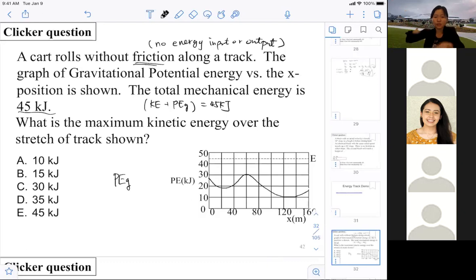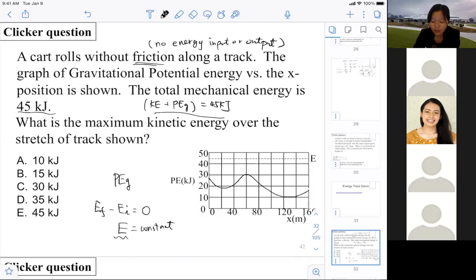So these two are kind of just, this one goes up, this one goes down, but combined the total energy does not change, it remains a constant. That's what we showed earlier, E final minus E initial is zero. So energy remains a constant. In this case, the mechanical energy, kinetic and potential, is 45 kilojoules. We're not going to click. I just want to talk about this one.